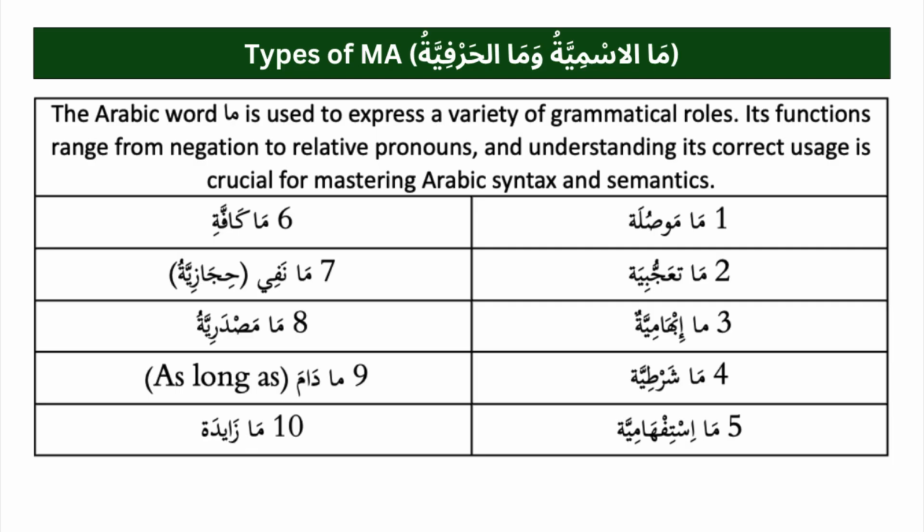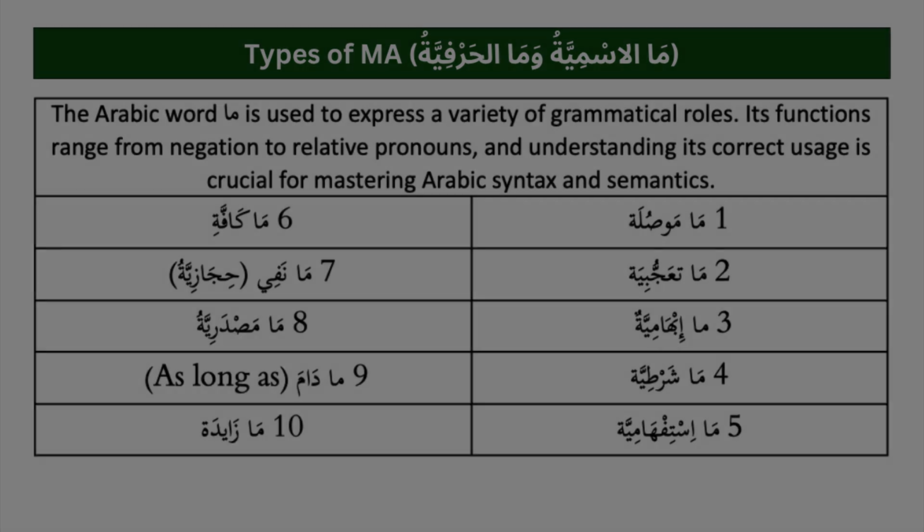Then the chart gives 10 types of ma. These are ma mausula, ma ta'ajjubiyya, ma ibhamiyya, ma shartiyya, ma istifhamiyya, ma kafa, ma nafiyya, ma masdariyya, ma dama, ma za'ida. So the purpose of the chart is to give the student a full map from the beginning, even before each type is explained in detail.